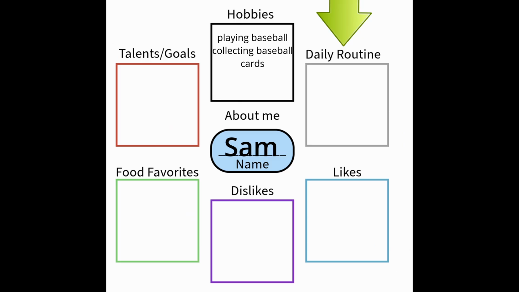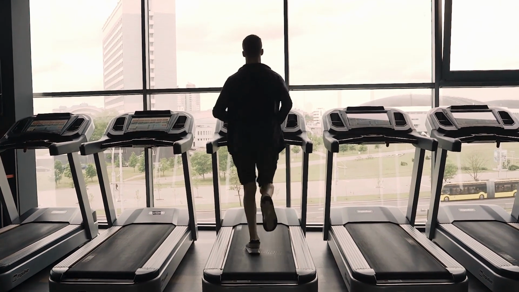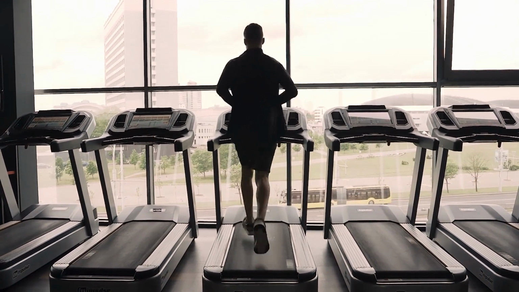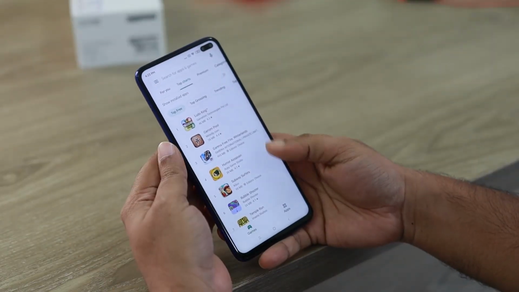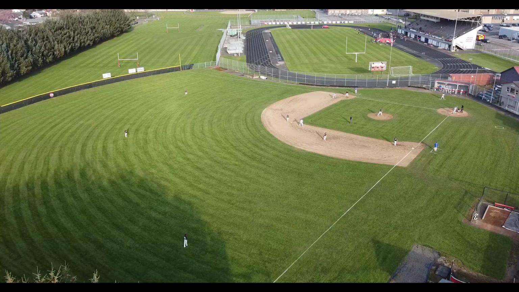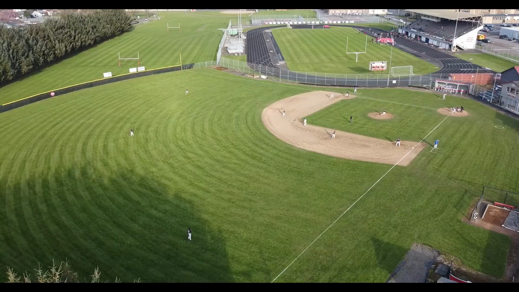Next, we come to daily routine. Sam's daily routine includes working from 9 to 5 from Monday to Friday. Then he goes to the gym to exercise. Finally, every night, he spends an hour on social media. On the weekends, he plays baseball and buys baseball cards to add to his collection.